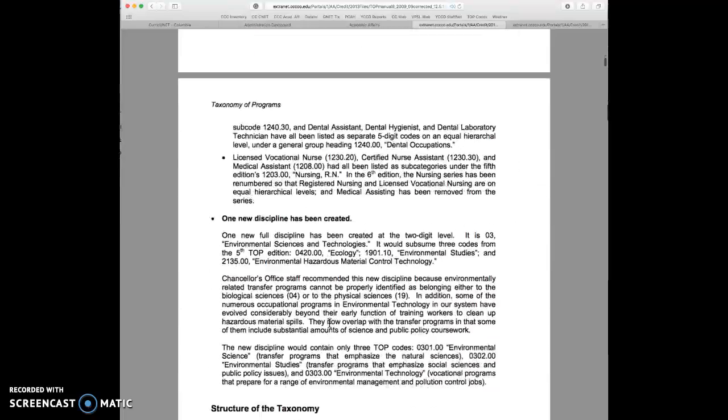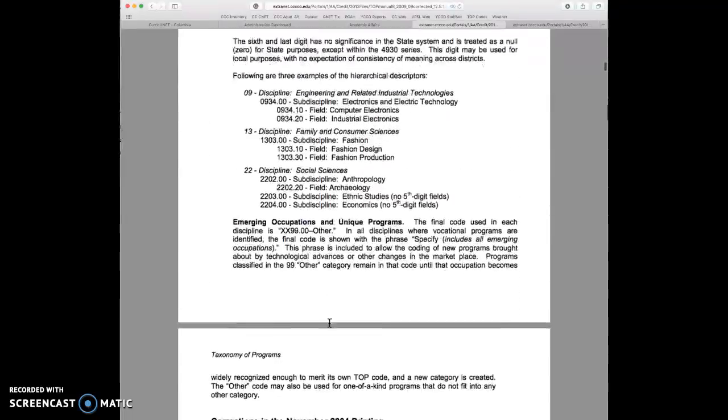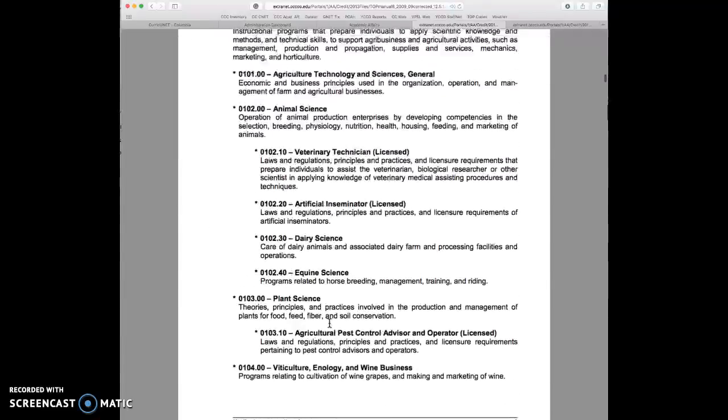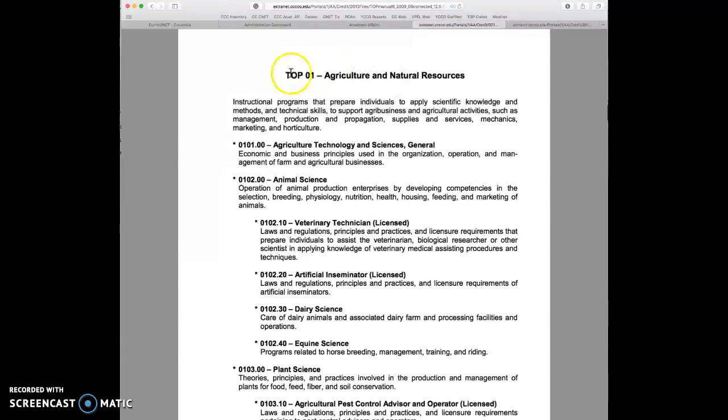And the numbers don't really necessarily have a clear meaning, but you'll start to see a structure of it. So here is where we start to look at the top domains. For example, we have TOP 01. You've got that first 2 digits, which represents the first 2 digits in the number, and then it gives you a name of the discipline according to the TOP and a description of it.